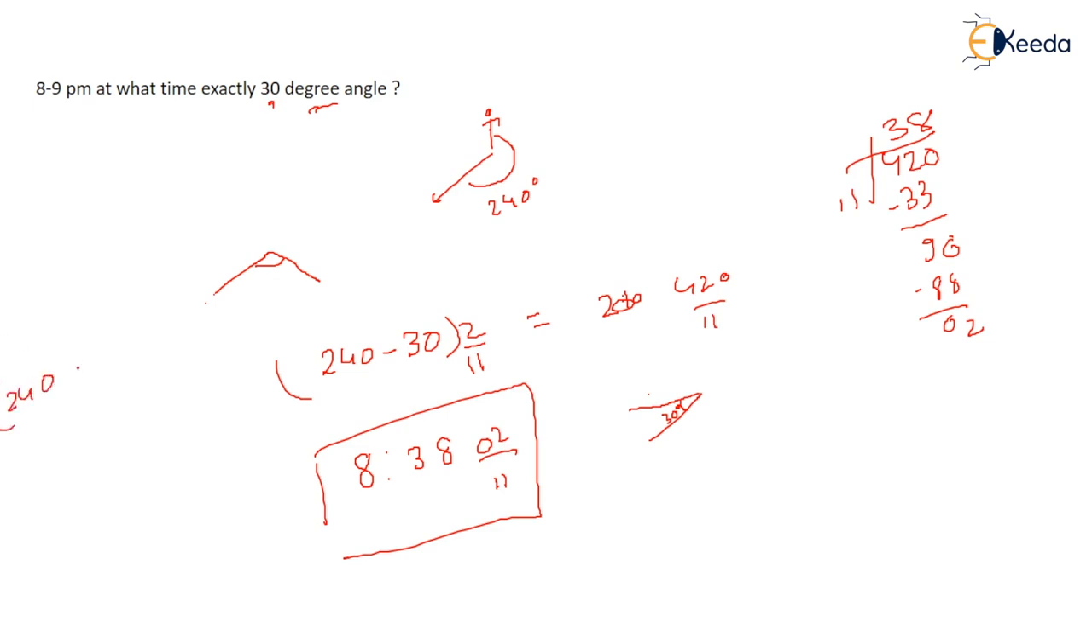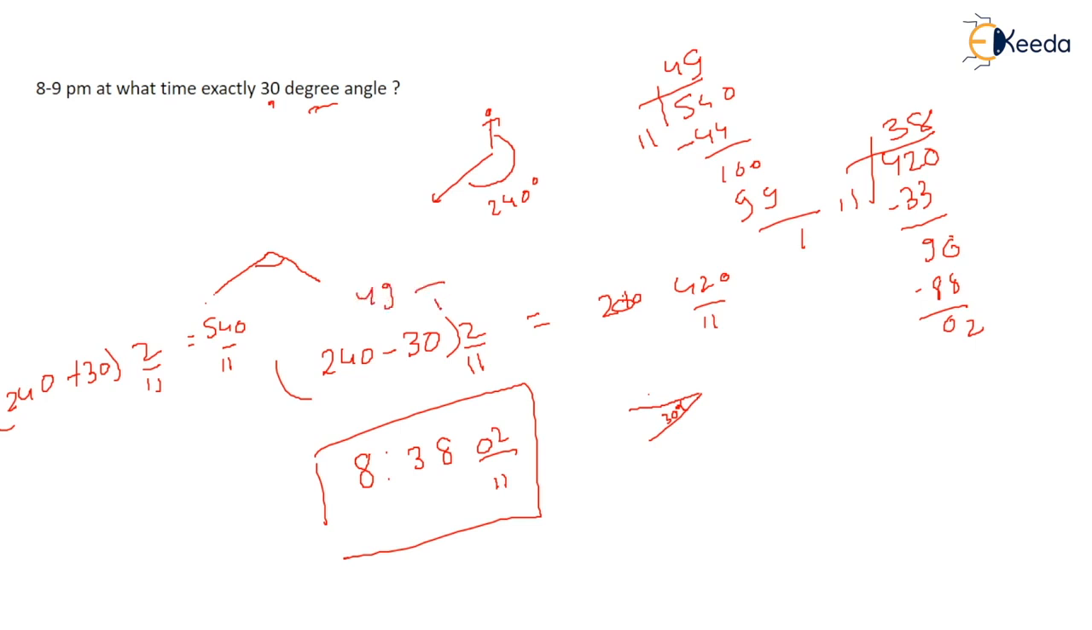So for the second time, 240 plus 30 by 2 by 11, so 270 into 2, that comes out to be 540 by 11. You can solve this. 540 by 11 comes out to be 49 minutes, and 1 by 11. So 8:49 will be another time when this will be 30 degrees. You can check it on your own by making a clock. Exactly, this happens. So that's how you need to solve this type of question.